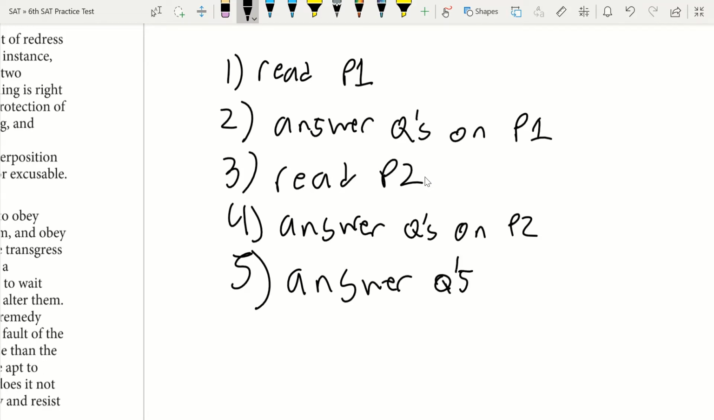Working between the two authors, any questions that ask on both, so on P2 and P1, so passage 2 and passage 1. So this is basically an outline of how I approach these two passage sections like this. This is how I'd recommend you do it.